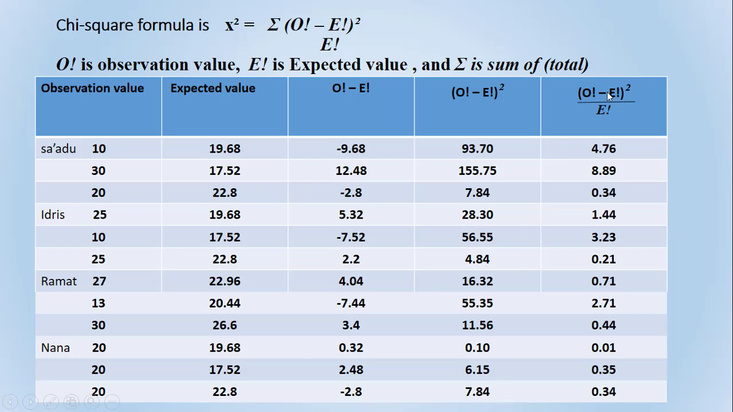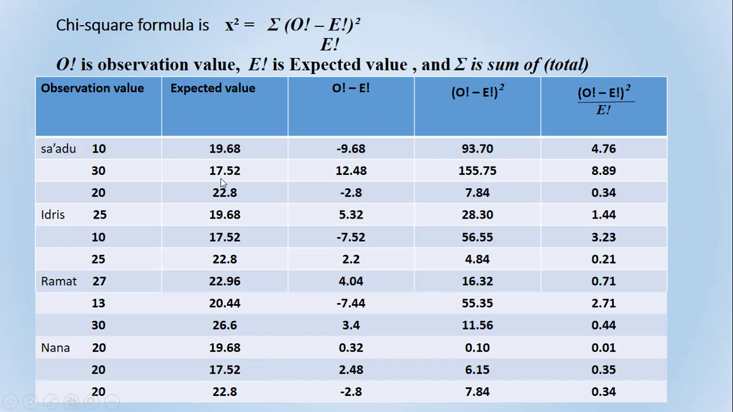So we'll go to the last table, which is (O minus E) square over E. What does this imply? That means I have to divide all the figures I have in this row by their expected value. Let's start with this. 93.70 divided by 19.68 here. See the cursor. 93.70 divided by 19.68, we have 4.76. That's how I got 4.76 approximately.